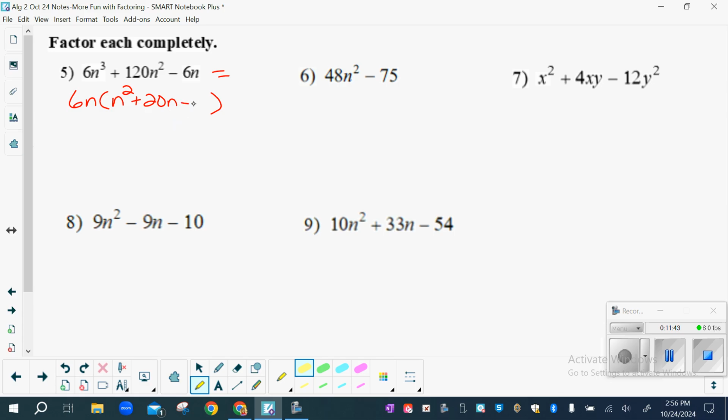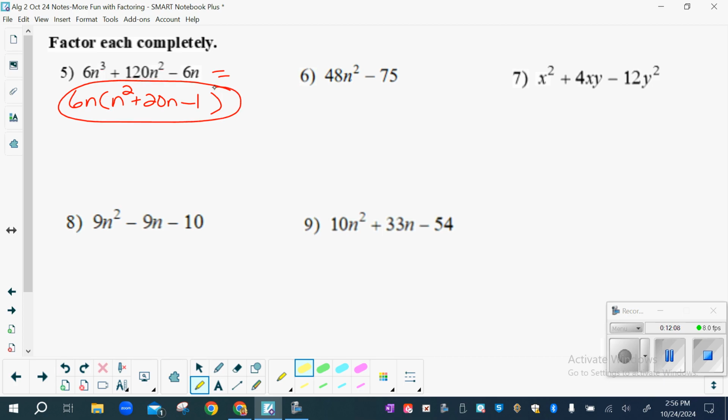And then what goes here? Negative 1. Good. So we would look to see if there's anything that would multiply to give us negative 1 that adds to 20. Is there? Something that multiplies to negative 1 that adds to 20. So this is as far as we go on this one. That's it.